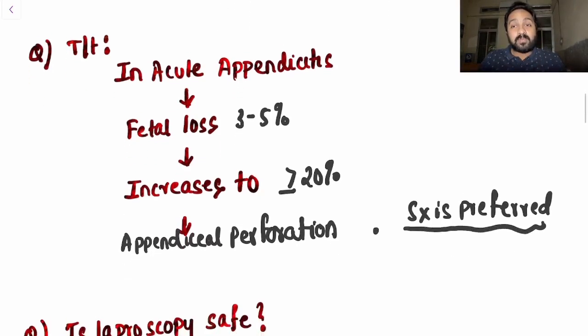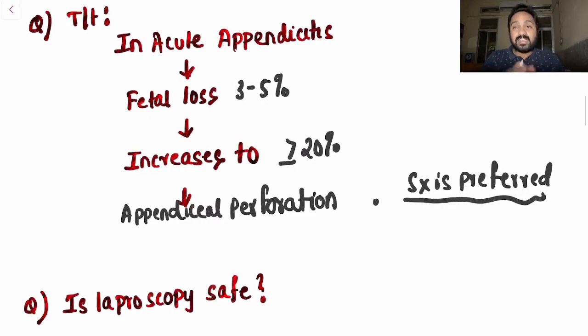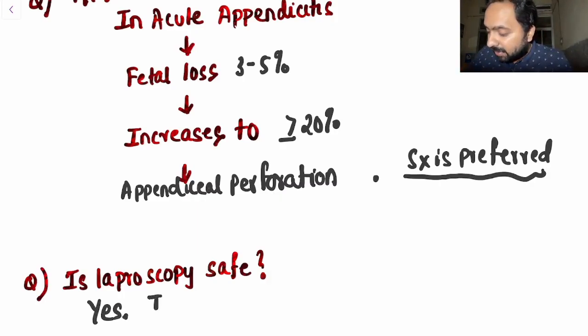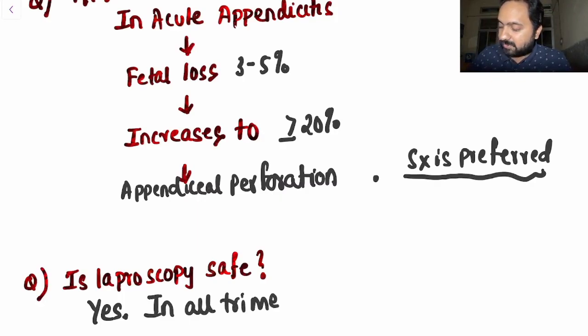Which brings us to the next question: is laparoscopy safe, and if so, in which trimesters? As per the recent edition of Bailey and Love, the answer is yes. Laparoscopy can be done in all trimesters. So these were a few important points with respect to appendicitis in pregnancy.